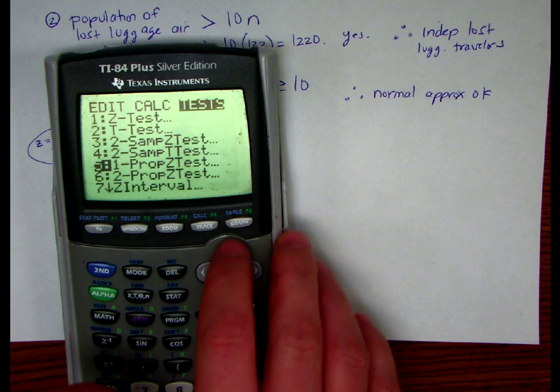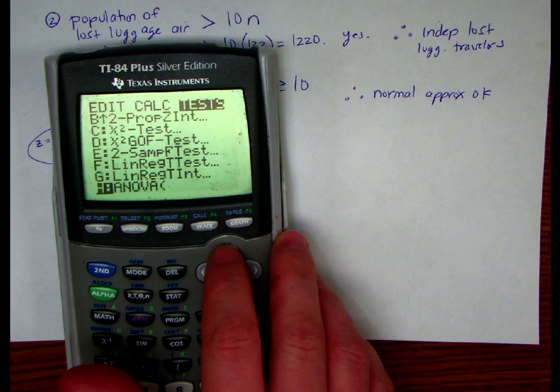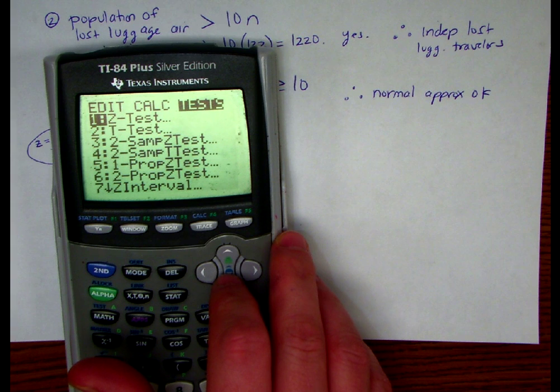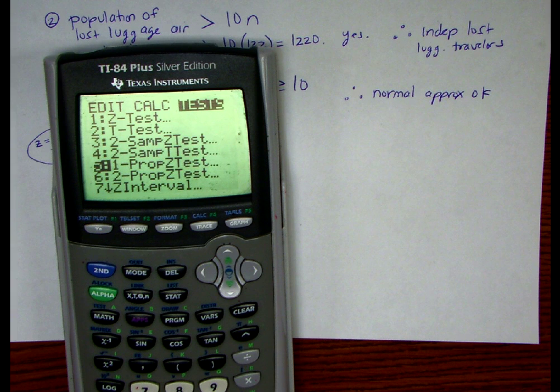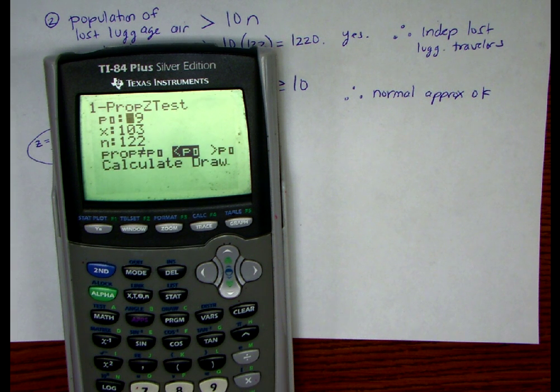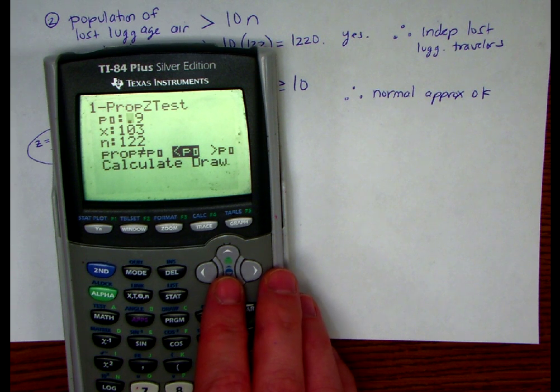If you are doing a proportion, make sure the calculator has prop in the title. If you go over here to a z-test, right here, number 1, it does not have proportion. That's for means. You're going to do a one-prop z-test. Okay? Press enter. Number 5. P-naught, that's your pi. That's the null hypothesis, which is 0.9.